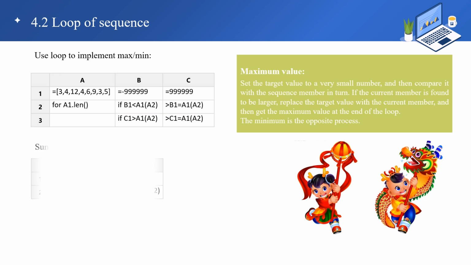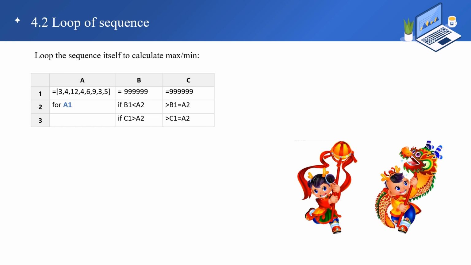The sum is also simple. However, we always need to write an A1.len, and then use the sequence number, A1, A2 in parentheses, when referring to members, which is a bit troublesome. In fact, the sequence itself can also be looped. Max mean can be written this way. For can be directly followed by a sequence, the number of cycles is the length of the sequence, and the loop variable is each member of the sequence in turn. There is no need to write the length of the sequence, and there is no need to use the sequence number to access members. It's also easy to write sum.